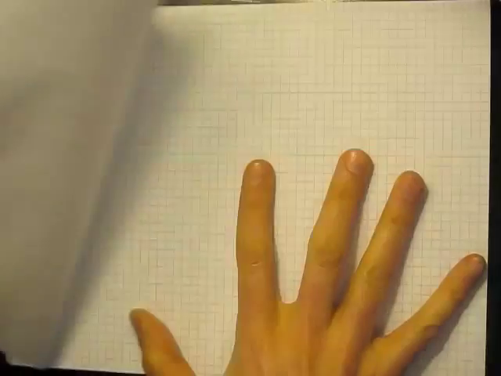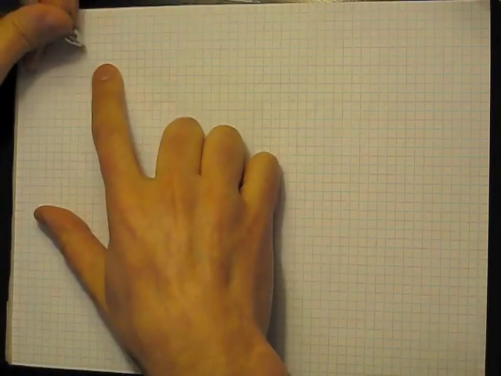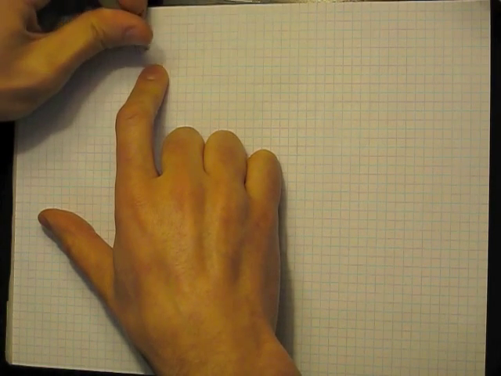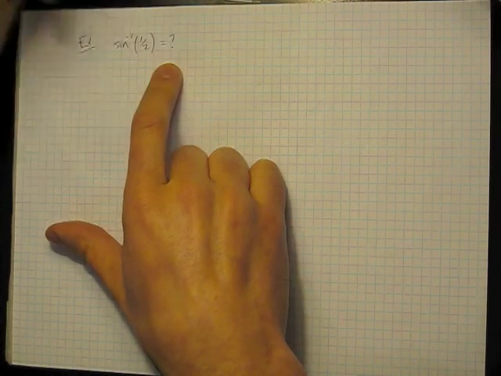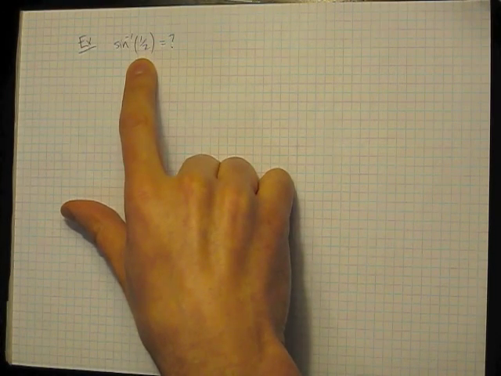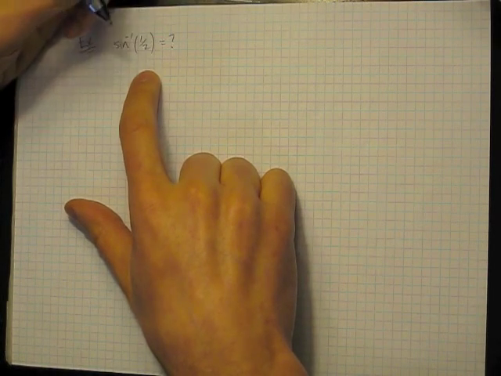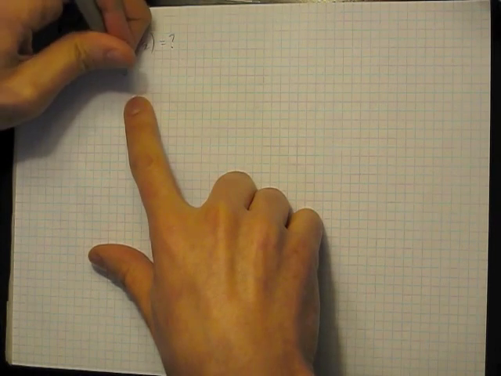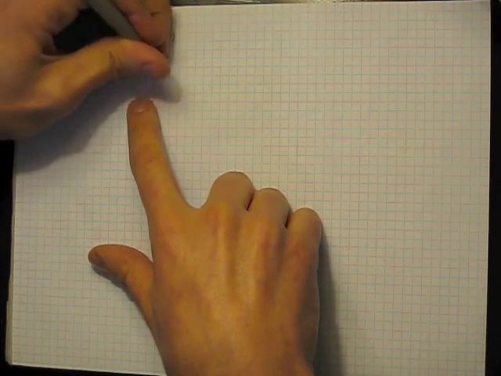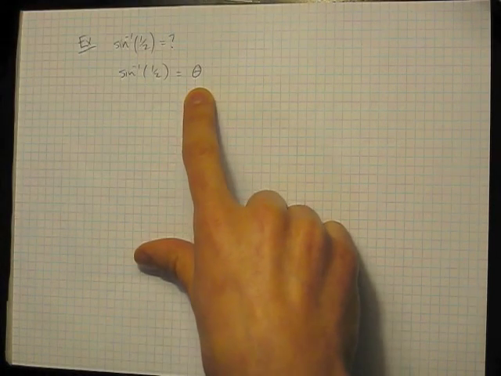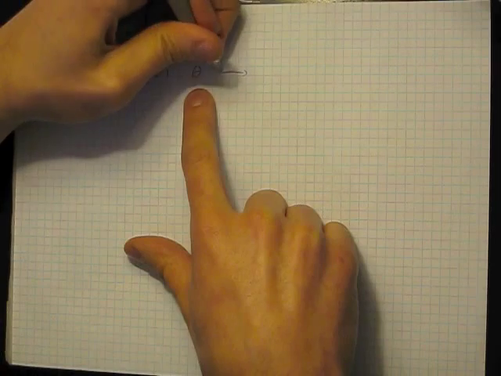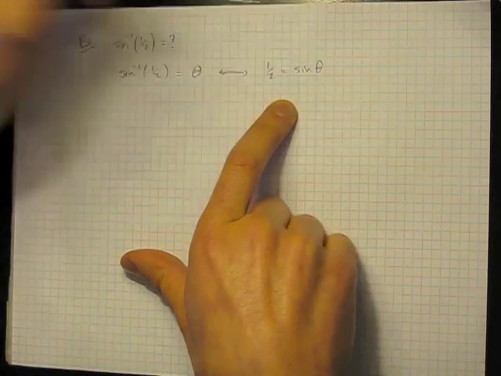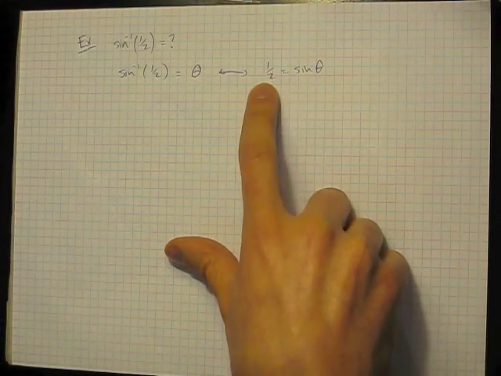Okay, let's take a look at an example. So example, what is sine inverse of, let's say, a half? Okay. So what is this? Well, remember, the normal input for sine is an angle. So the output for sine inverse should be an angle. We usually use the Greek letter theta to indicate an angle. So what does sine inverse of a half equals theta mean? Well, it means that 1/2 is equal to the sine of theta. Okay, so what angle is it whose sine is a half?